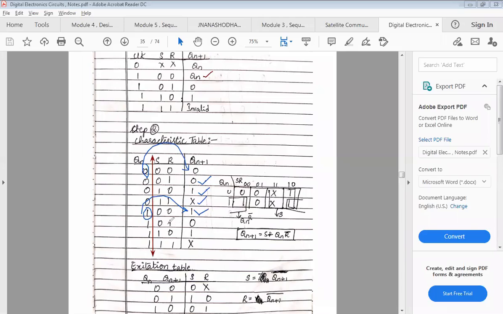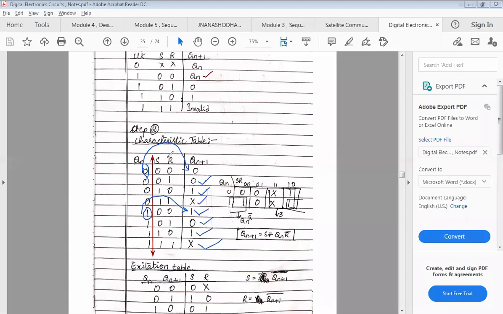Similarly, 0, 1, I'm going to get the value of S. 1, 0, the value of S. 1, 1, invalid. Any doubts here, students? With this table, any doubts up till this point? No, sir. Okay. So in the truth table, you are just knowing what is SR and what is your next state.